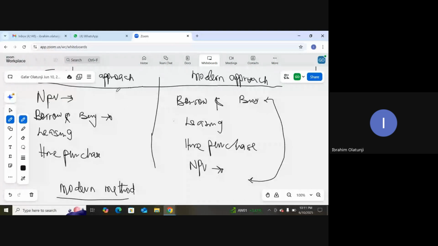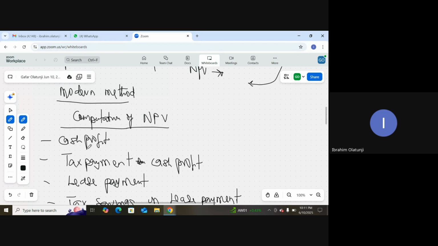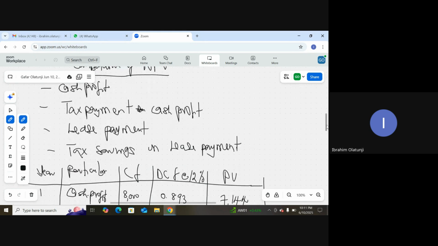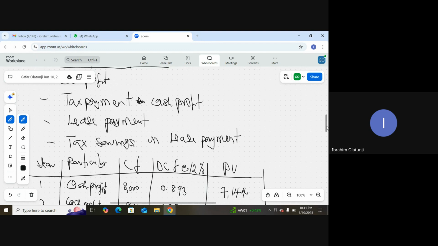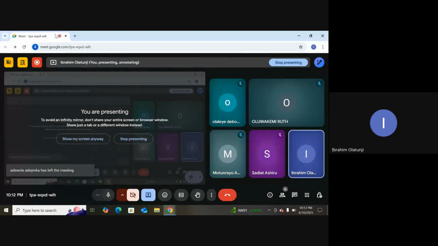So when you now look at the modern approach, you discover that what we need under the modern approach is quite different from the traditional approach. Under the modern approach, we need cash profit, we need tax payment on cash profit, and we also need lease payment, and we also need tax savings on lease payment. So that's all. So any question? Calculations.